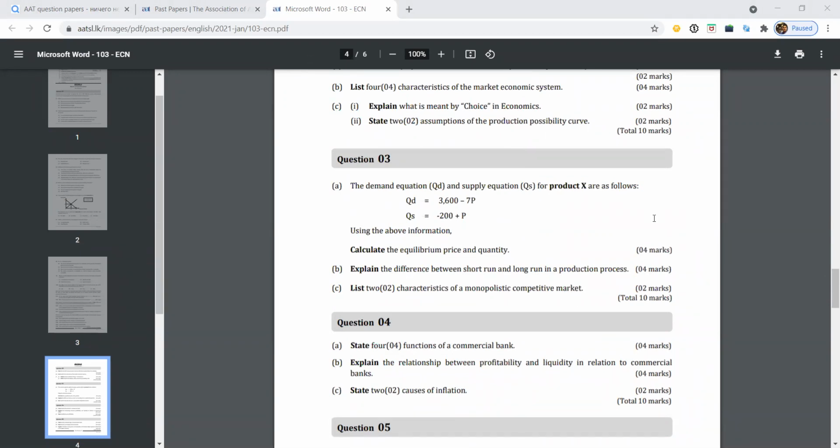The demand equation QD and QS are given: QD equals 3600 minus 7p, QS equals minus 200 plus p. Calculate the equilibrium price and quantity. At the equilibrium, QD equals QS, so 3600 minus 7p equals minus 200 plus p.